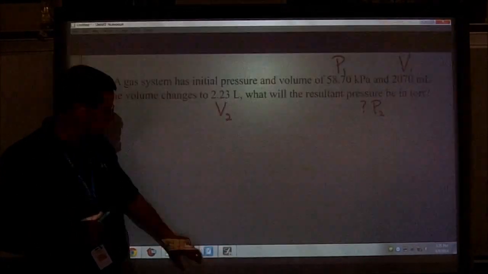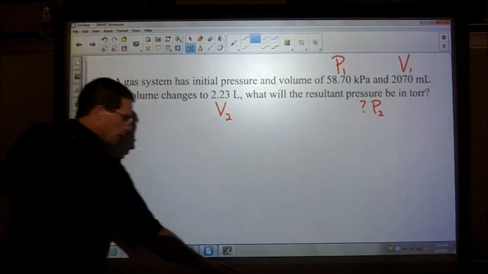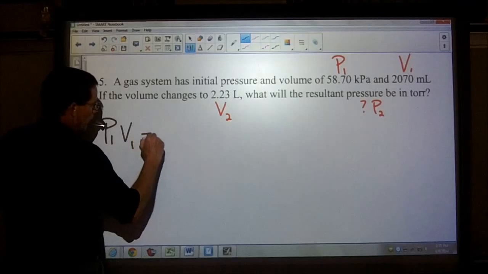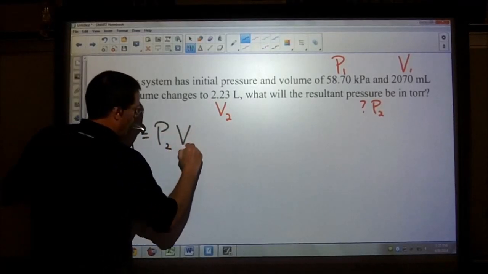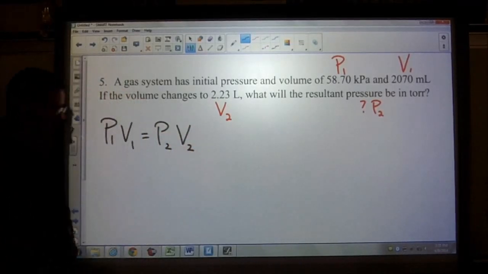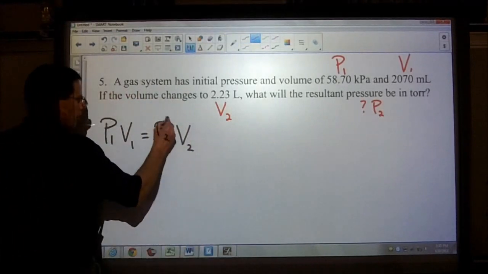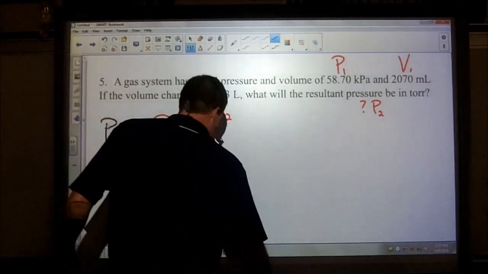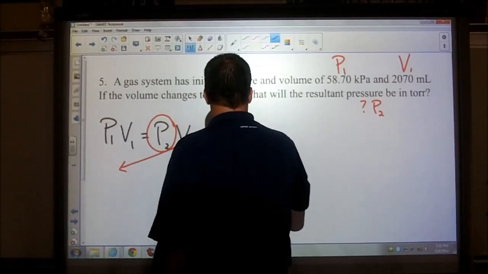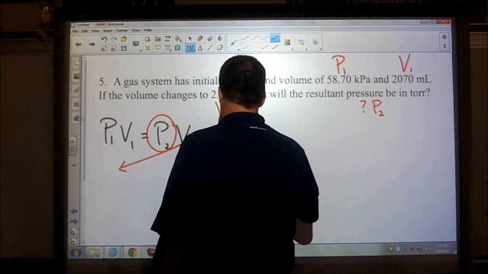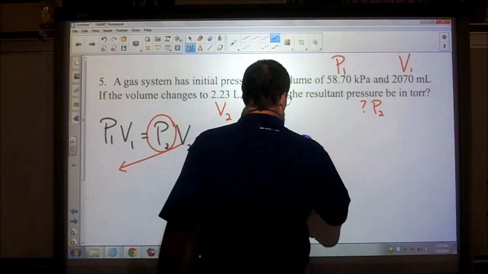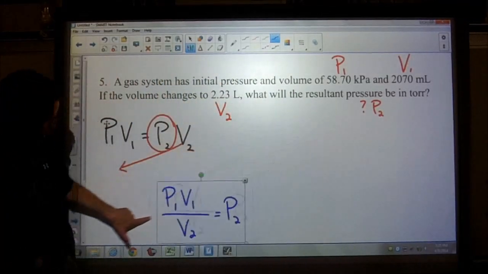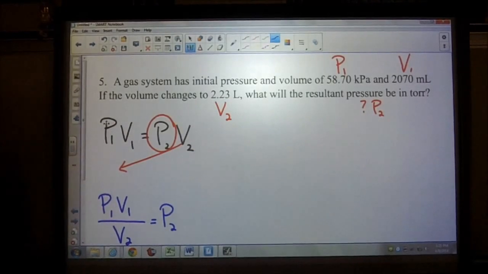Okay, so let's go ahead and write that in real quickly. So we'll have P1V1 is equal to P2V2. And since I'm looking for P2, that means V2 needs to be divided on both sides. So my equation now looks like P1V1 divided by V2 is equal to P2. Now, I'm going to move that down here so we can use that in a second.